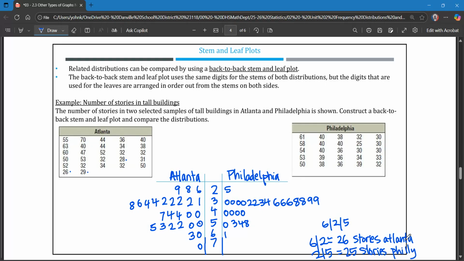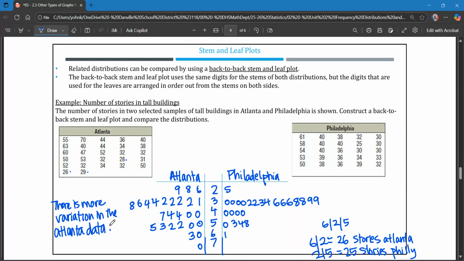So it does say to compare the distributions. Well, we can say that it looks like the Atlanta buildings have more variation in them. The reason why is because the numbers go from 26 all the way up to 70 versus 25 to 61. So we can say there is more variation or differences in the Atlanta data.